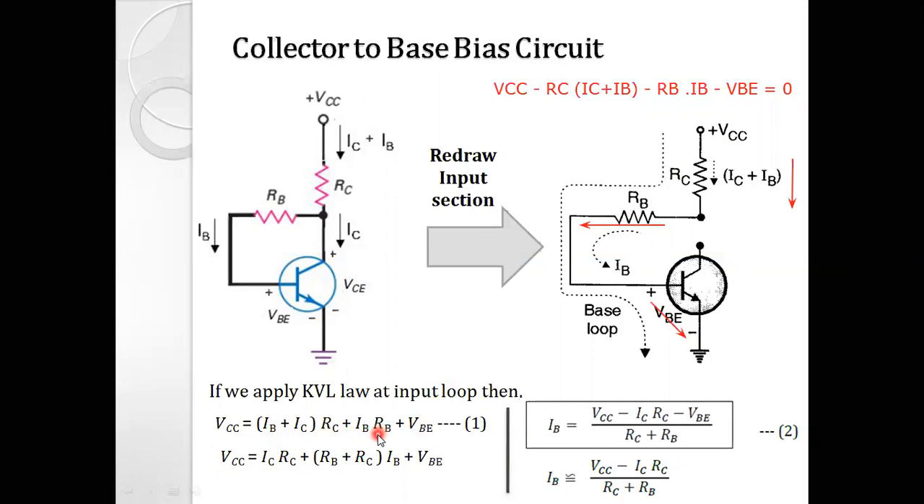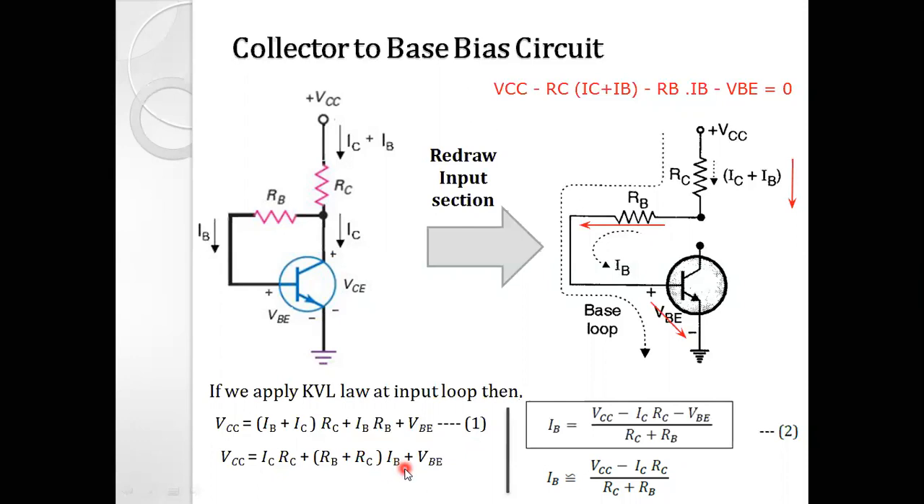These two terms have IB common. So let us take IB as common from IBRC and IBRB. We get (RB plus RC) into IB plus VBE, right? What we need is IB. Why? Because this IB will help us to find out the IC, right? Because IC is equal to beta times IB plus ICEO. So we are supposed to find out IB initially.